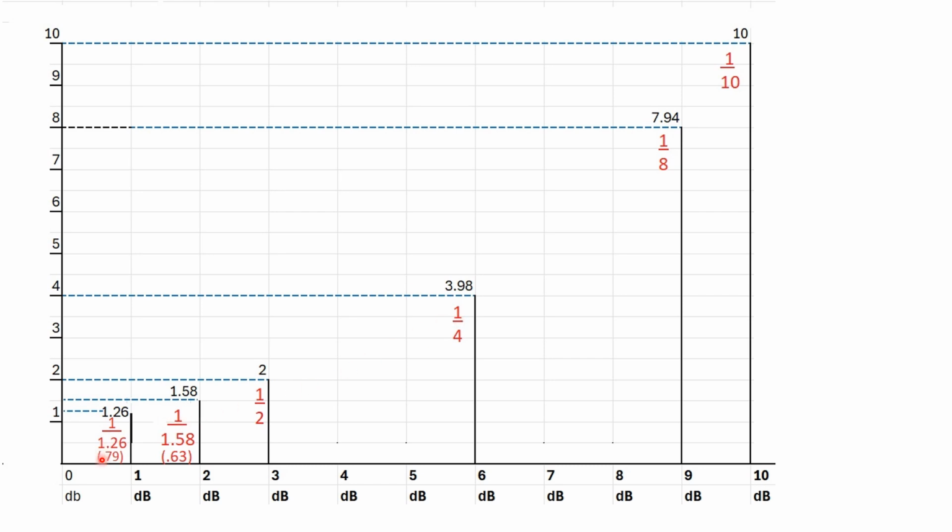Now you notice over here, I put these two decimal numbers in, because 1/158, 1/126, my brain can't use that. So I commit these two to memory, along with these other numbers. However, I'm not telling you to commit all of this to memory.